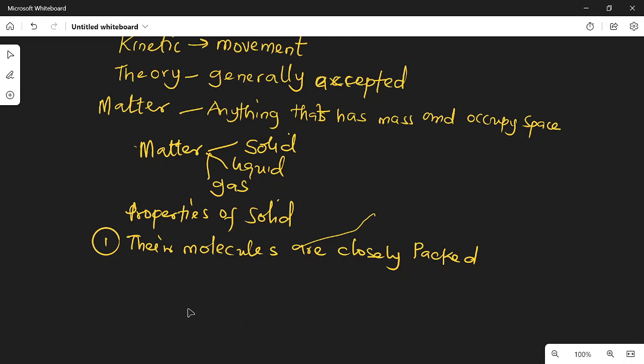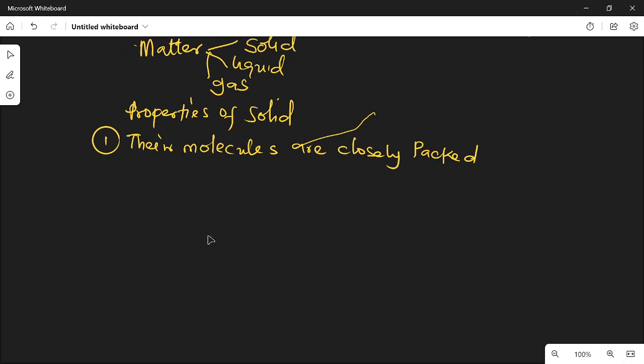The molecules of solid are closely packed, which means that if I have a container, and these are the molecules of solid, you see them, they are jam-packed, they are closely packed. You can see them. The molecules of solid, they are closely packed. Very important. They are closely packed.